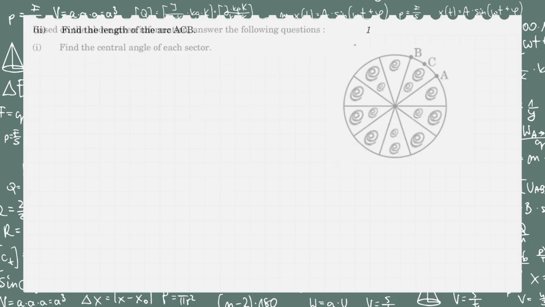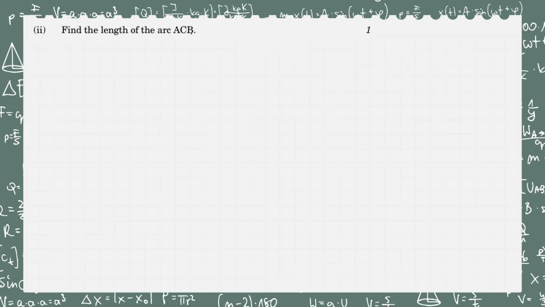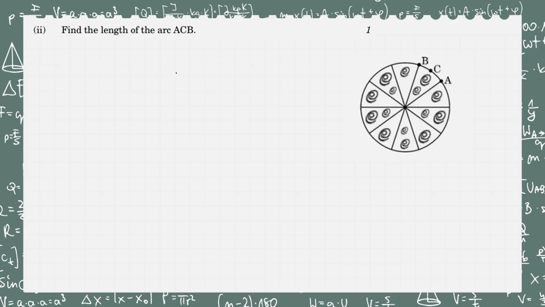Let's move on to the second part. Find the length of the arc ACB. So I have pasted the same brooch again. We take the arc ACB alone along with the sector. It's something like this, right? The central angle is found to be 36 degree, right? Just a while ago. And this length we want to find out.